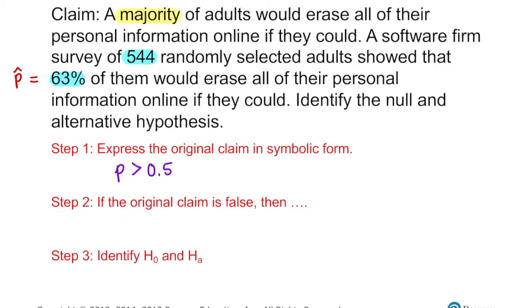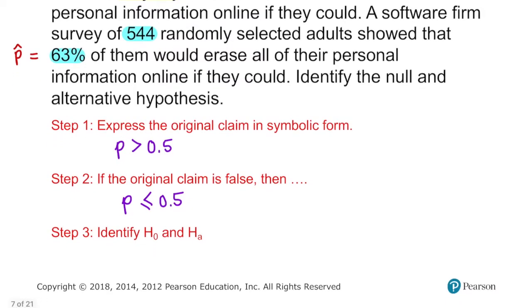Second step, if the original claim is false, then what? So the original claim is p is greater than 0.5. What if this is false? That is when your p is less than 0.5 or equal to.